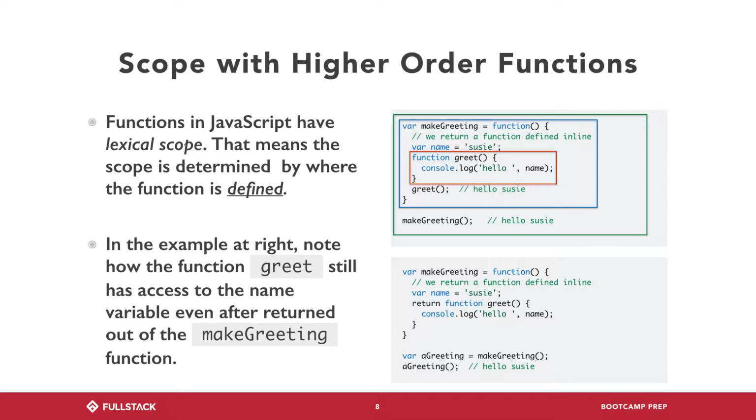So the short version of this is, if you're ever calling a function and you're not sure where its scope is, look for the lines in which it's defined and just pretend the code is executing there, because that's where its scope is going to be.